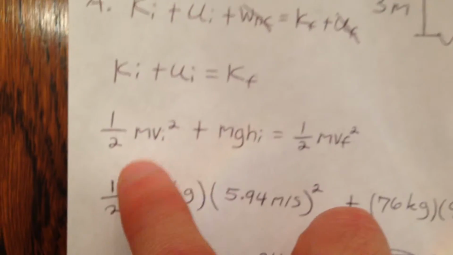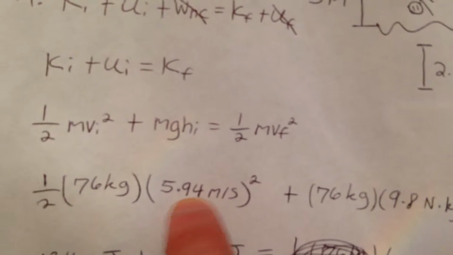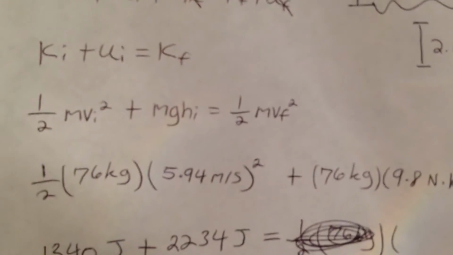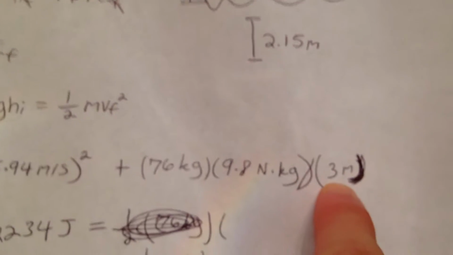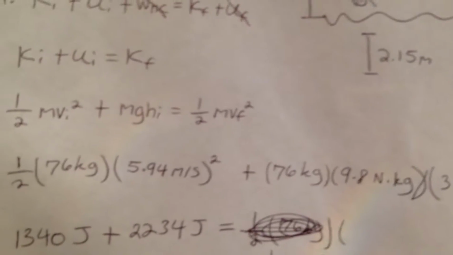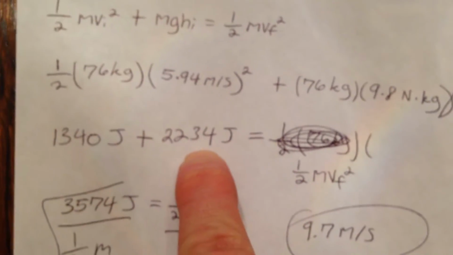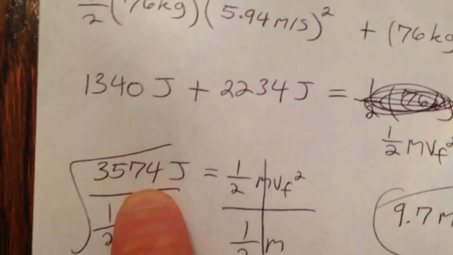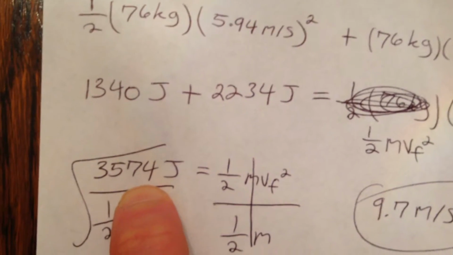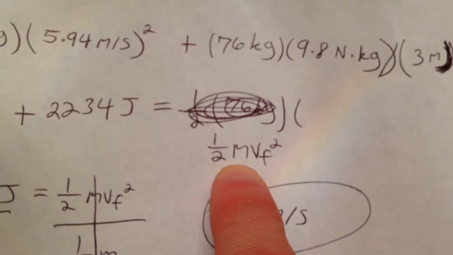I expanded each term. So he weighs 76 kilograms. Initially, he's traveling at 5.94 meters per second, and his initial height is 3 meters. Okay, and this is going to be the initial kinetic energy. His total initial energy is 3,574 joules.